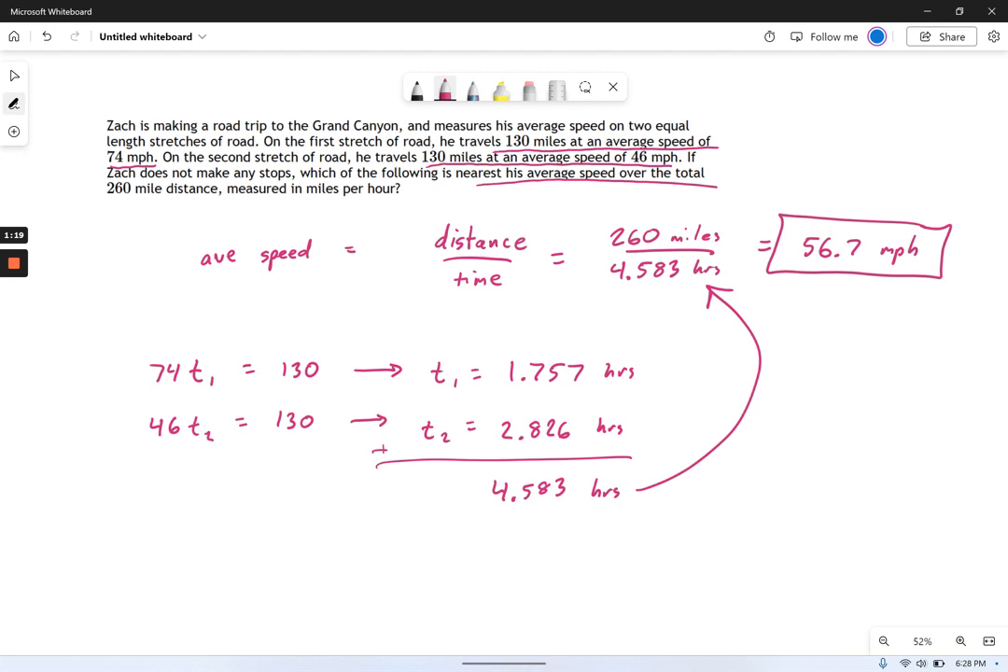So here's the important part. Distance over time. And you have to recognize time is not given to you. Distance is given to you, but time was not. So we have to calculate that.